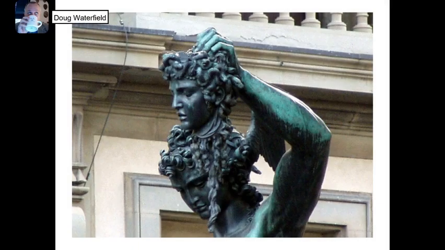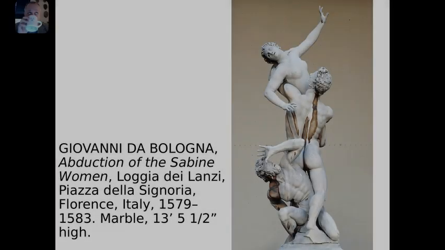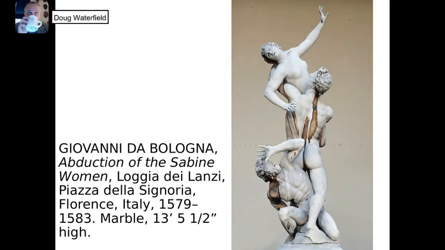And here's a closer view so you can see all the gnarly gore that flows out of Medusa's neck. I knew you wouldn't want to miss that. This is another Mannerist scene of erotic violence, the abduction of the Sabine woman by Giovanni Bologna. Obviously, he was a master sculptor. He created this work for the sheer purpose of proving that he could.